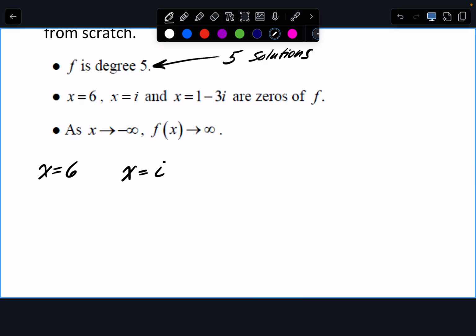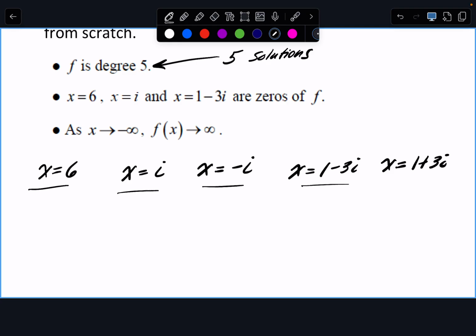x equals i. So what does x also need to equal? If they're giving you i, what does it have to for sure also equal even though they didn't list it? Negative i. And then x equals 1 minus 3i. We have to know, oh, but they didn't list it because they're seeing if I know imaginary solutions have to come in conjugate pairs. So that would mean 1 plus 3i is also a solution. Now let's count. 1, 2, 3, 4, 5 solutions. So you're like, okay, I've met that requirement and that requirement.